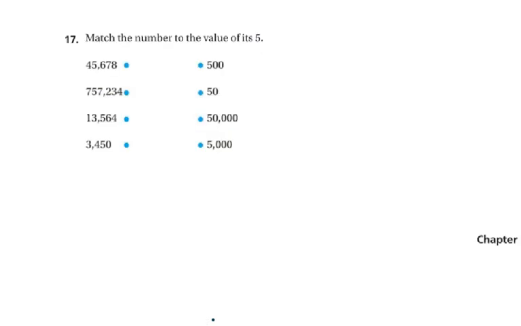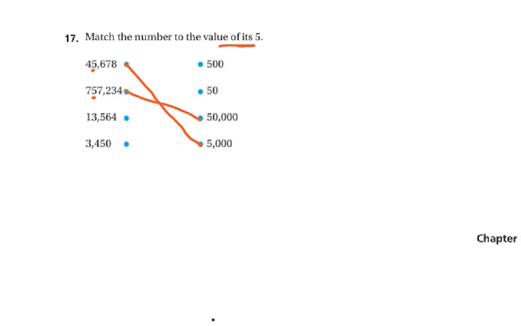All right, in this last one, they want me to match the number to the value of its 5. So if I'm looking at this 5, it's in my thousands place. So it's going to be 5,000. So I've got to find 5,000. Perfect. In this one, the 5 is in my 10,000s place. So that means it's going to be 50,000. So I'm going to put it over there.